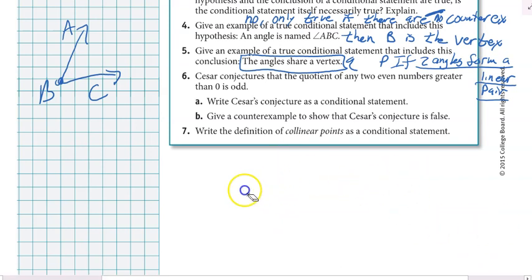All right. For the next one, number 6. Caesar conjectures, makes a statement that he believes to be true, that the quotient of any two even numbers greater than 0 is odd. Quotient means divide. So any two numbers greater than 0. Write Caesar's conjecture as a conditional statement. If you take any two numbers that are greater than 0, then their quotient is odd.